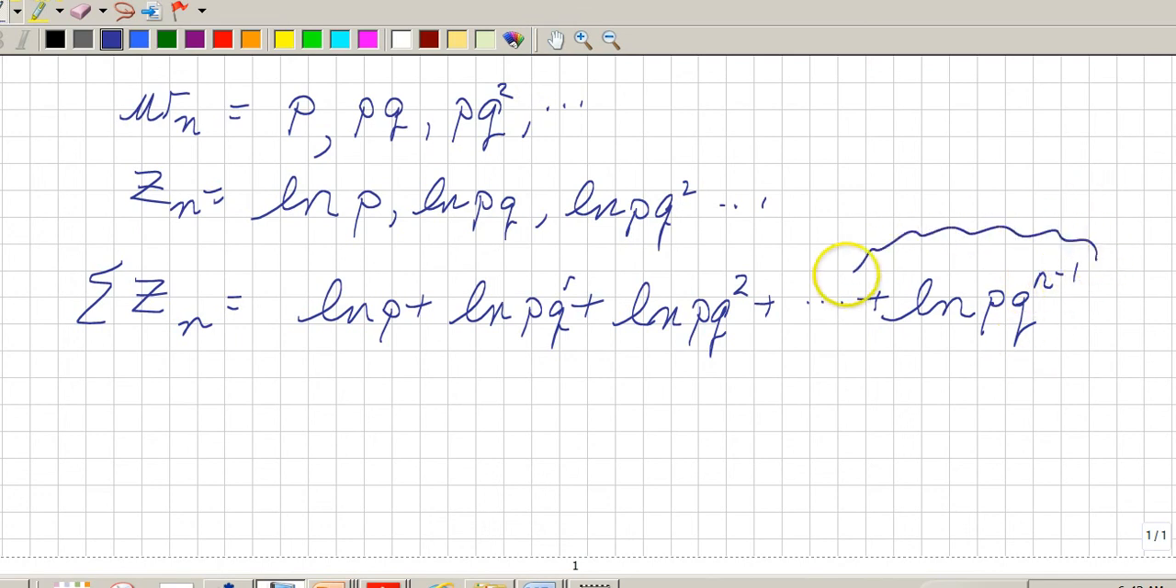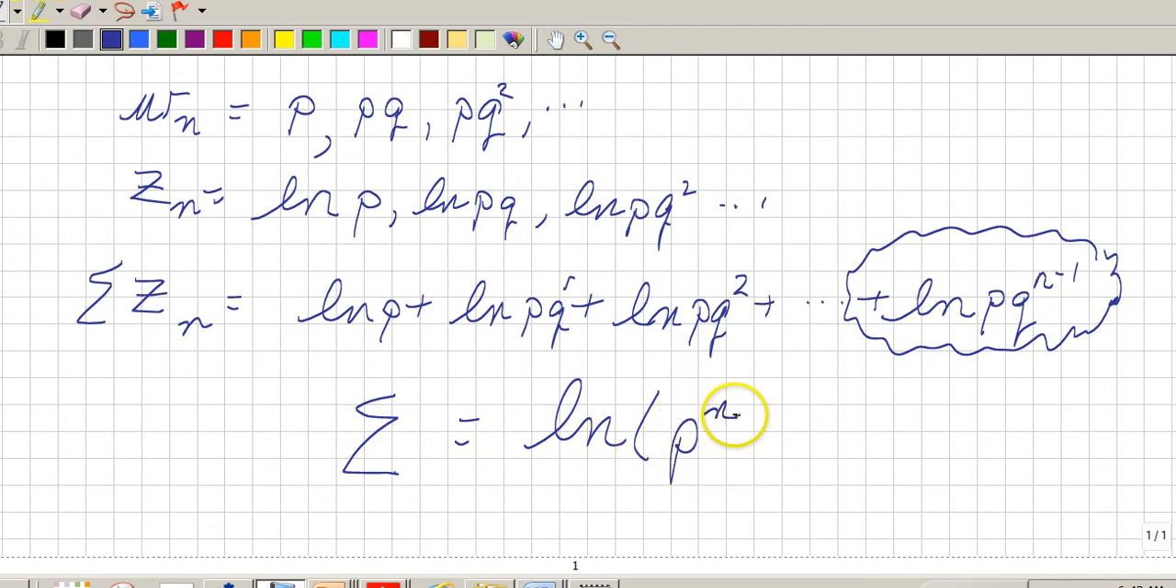So if we write out that last term in this form, then we know that the sum of the sequence is going to equal the natural log of p to the n, q to the n minus 1, where n... I've got to change my variables. So find the summation.